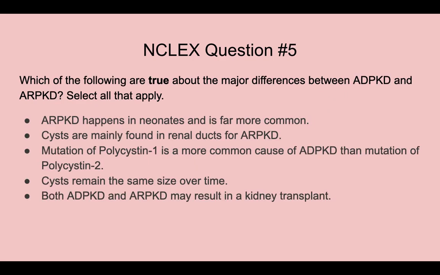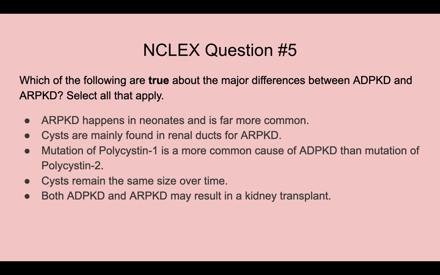Okay, and last question. Which of the following are true about the major differences between autosomal dominant and autosomal recessive polycystic kidney disease? Select all that apply. A, the autosomal recessive happens in neonates and is far more common. B, cysts are mainly found in renal ducts for autosomal recessive. C, mutation of polycystin 1 is a more common cause of autosomal dominant than mutation of polycystin 2. D, cysts remain the same size over time. And E, both autosomal dominant and autosomal recessive may result in a kidney transplant. So the correct answers for this one are B, C, and E.